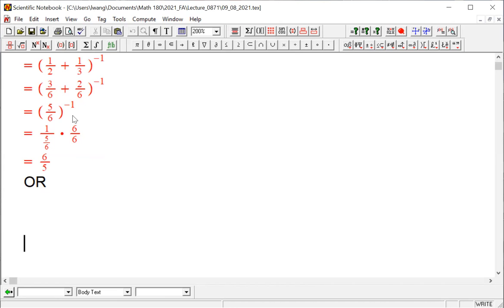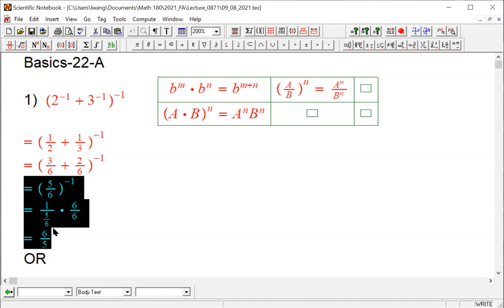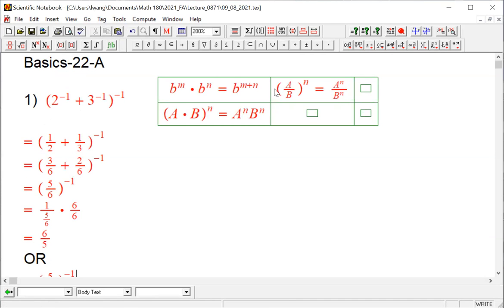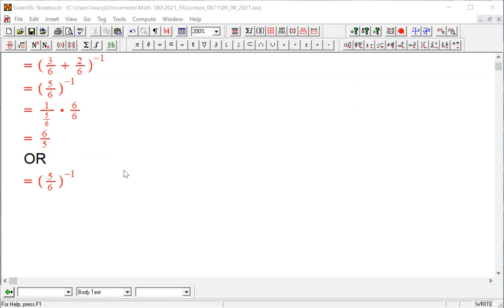Or, everything stayed the same, just from here, right? You could use this property. You follow me? Oh, okay. You can use this property, meaning that capital A is 5, your capital B is 6, your n is -1, the power is -1. So you can write it this way, which is going to give you 5 to the power of -1 over 6 to the power of -1. Do you follow me?